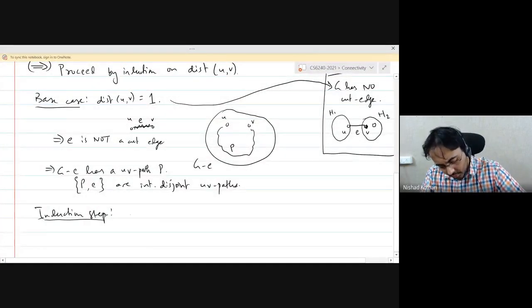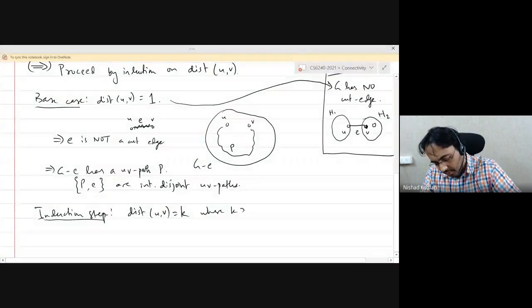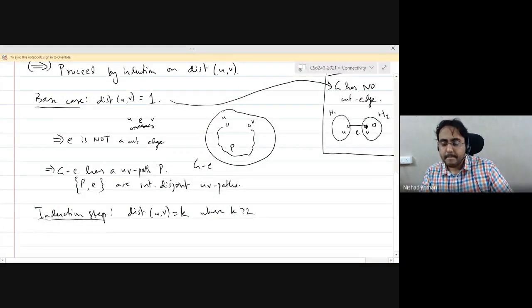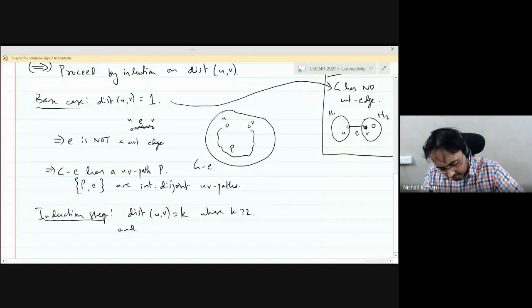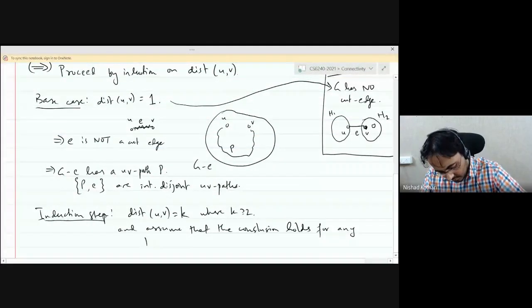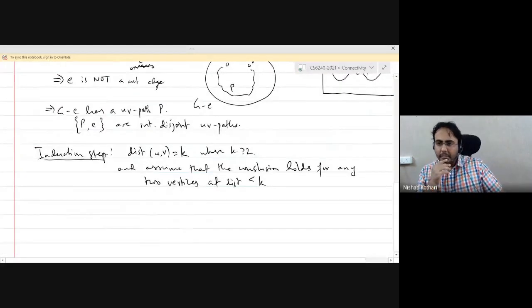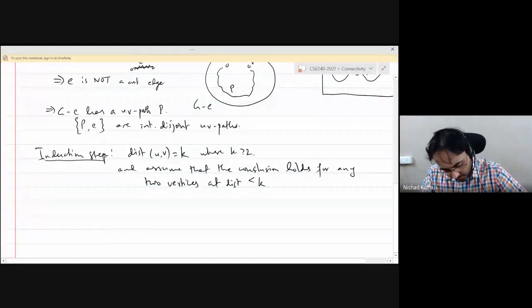Supposing I have two vertices, U and V, at a distance of K, where K is at least 2, and assume that the conclusion holds for any two vertices at distance less than K. Okay? So we have these two vertices U and V.